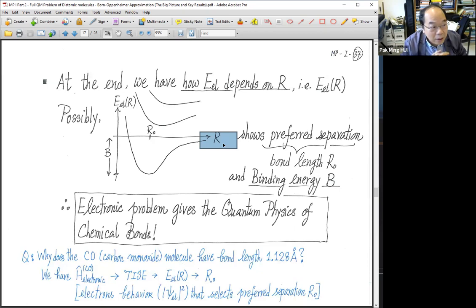There's a question about what this higher line means. First of all, let me tell you what this lower line means. We are solving the electronic problem, and usually this refers to the ground state of the electron problem. Therefore, this higher one will be electronic excited states.